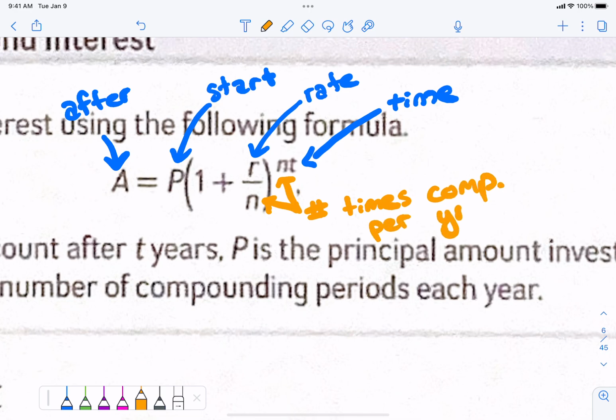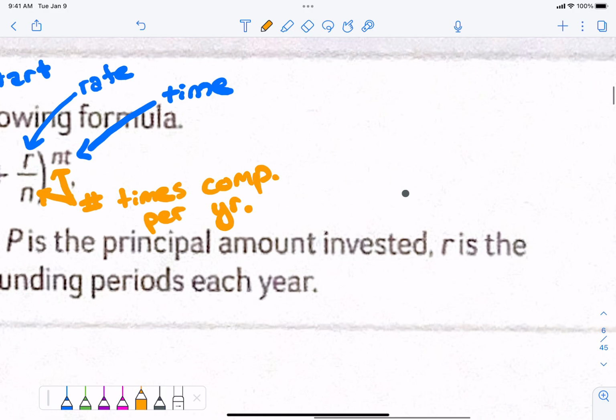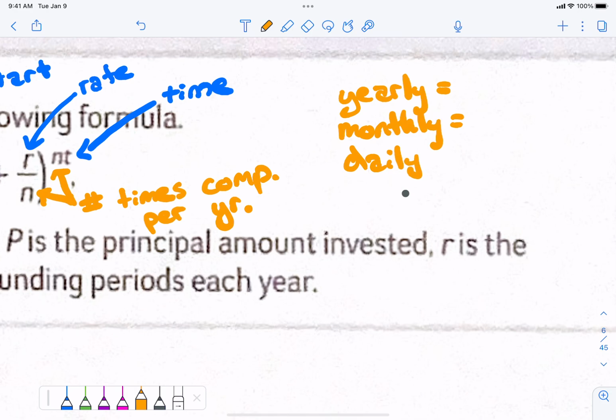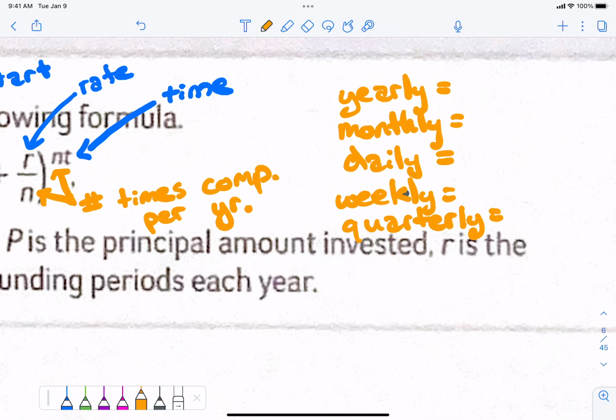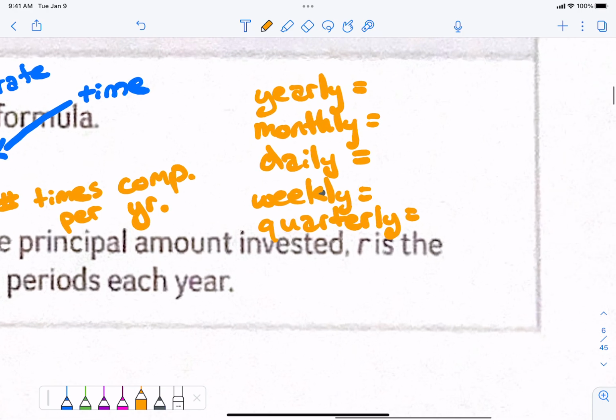Per year, okay? So that means if it's compounding yearly, versus monthly, versus daily, versus weekly. Sometimes they'll do weekly. Okay, versus quarterly. These are all different ways that you can compound. If you're compounding yearly, how many times are you compounding per year? 1. N is 1.